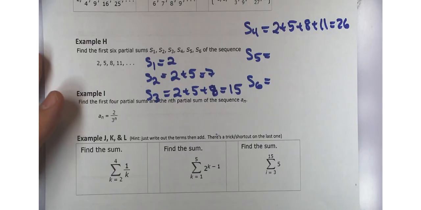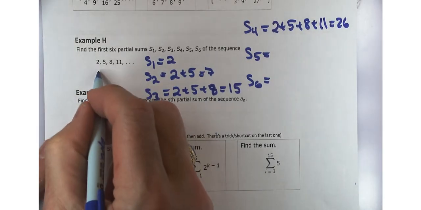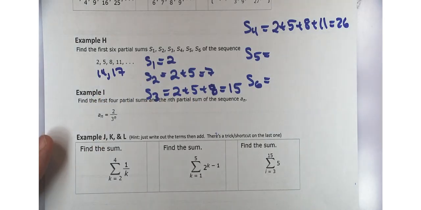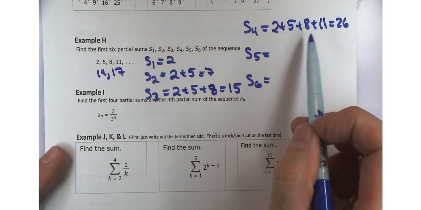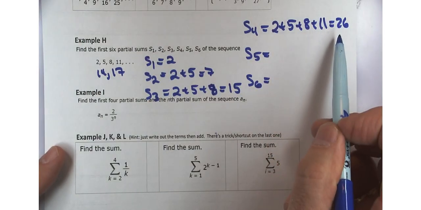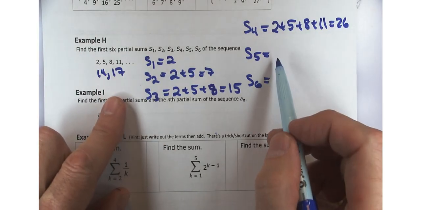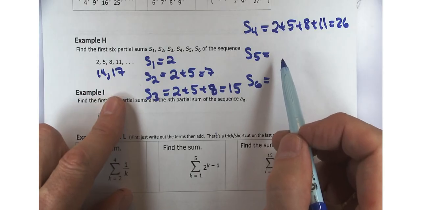I guess I need a couple more terms here. So my next two terms here would be what? 14 and 17. Now, there's nothing wrong if you're doing this 2 plus 5 plus 8 plus 11 plus 14, but there's kind of a shortcut here, right? Because I don't really feel like writing out 2 plus 5 plus 8 plus 11 plus 14. Does anyone know what the shortcut would be?